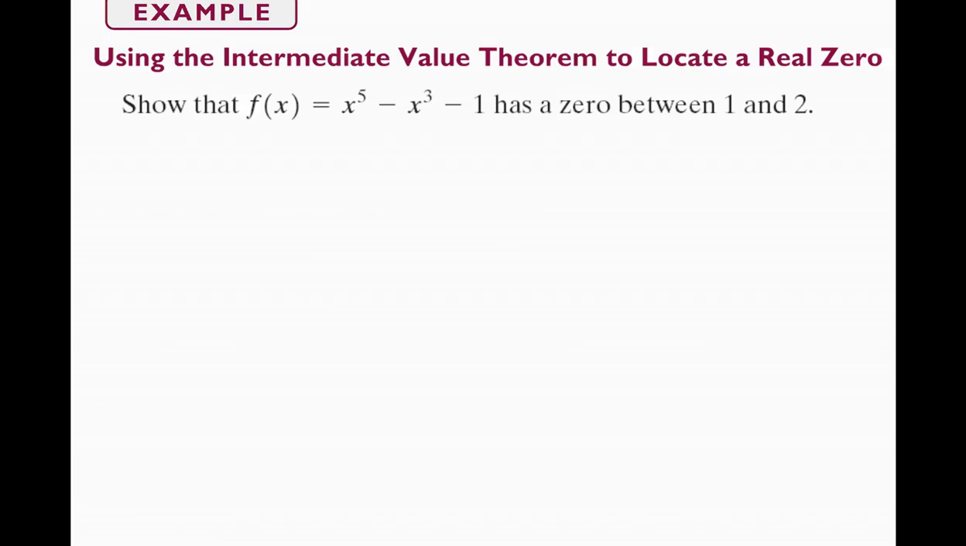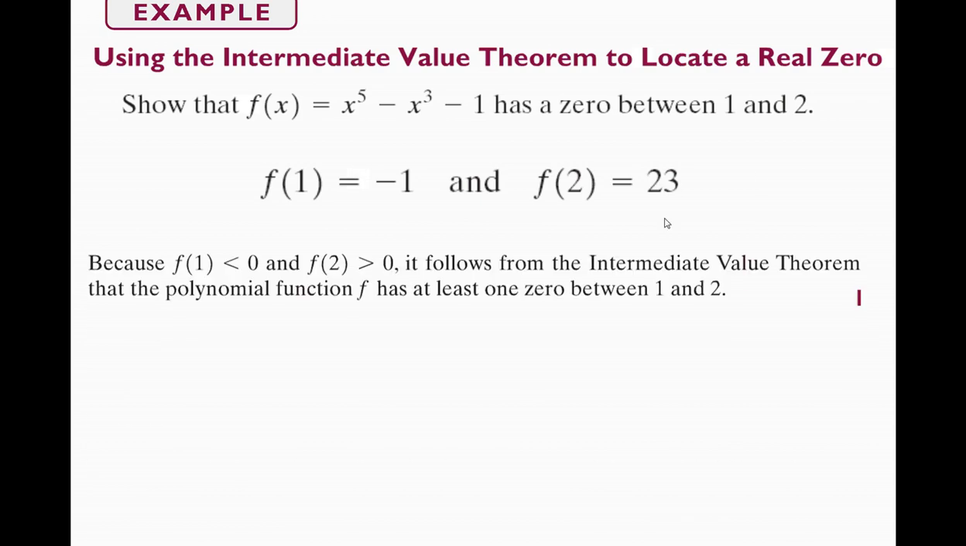We want to show that f of x equals x to the fifth minus x cubed minus 1 has a zero between 1 and 2. So let's go ahead and plug in f of 1. 1 to the fifth is 1, minus 1 to the third, 1, is 1 minus 1 is 0, and minus 1 is negative 1. If I plug in 2, 2 to the fifth is 32, minus 2 to the third is 8, 32 minus 8, minus 1 is 23. So f of 1 is negative, f of 2 is positive. I must have a zero between 1 and 2.